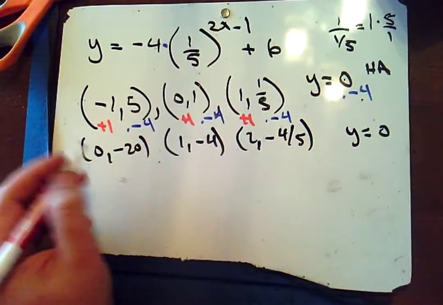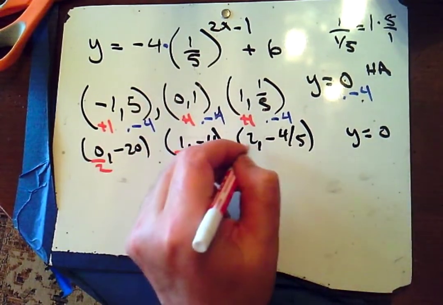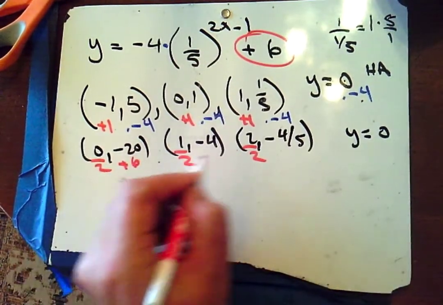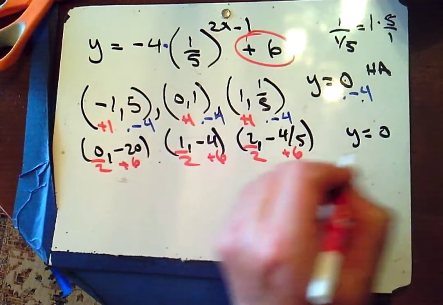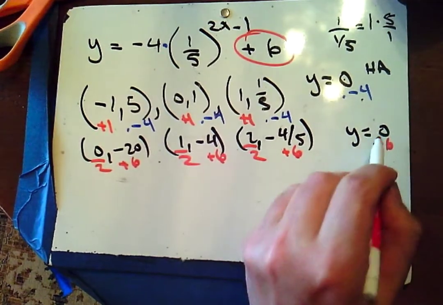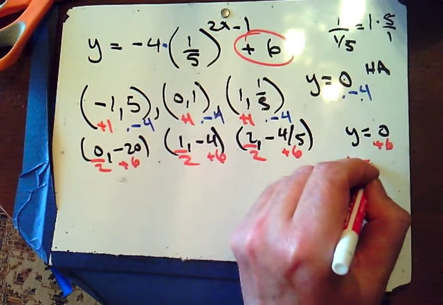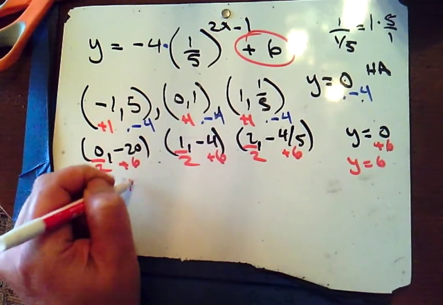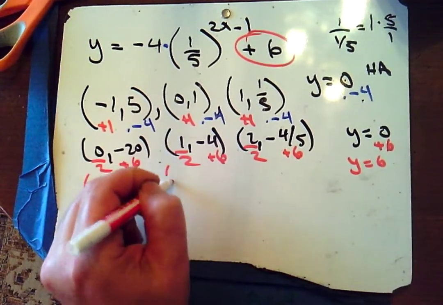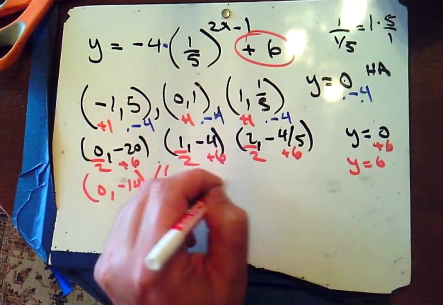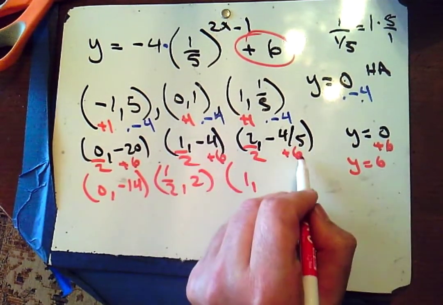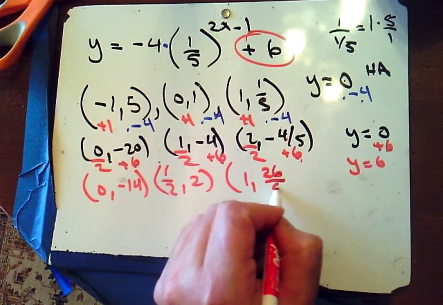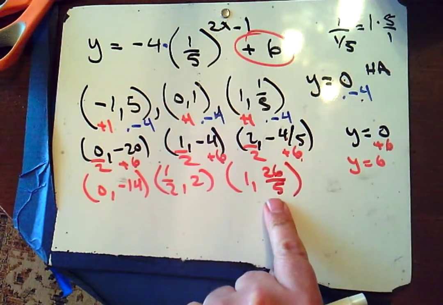I need to divide the x's by 2. And I need to add 6 to all the y's. Plus 6, plus 6, plus 6, plus 6. So I see my horizontal asymptote is now at y equals 6. But let's take a look at these other values. 0, negative 14, 1/2, 2, and 1. This is 30/5 minus 4/5 is 26/5. That's 5 and a little bit.